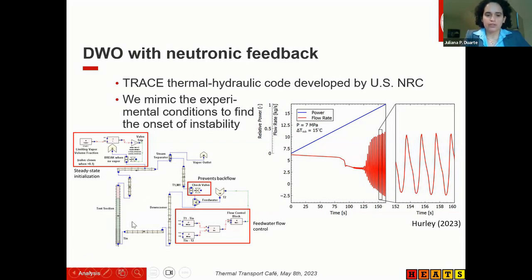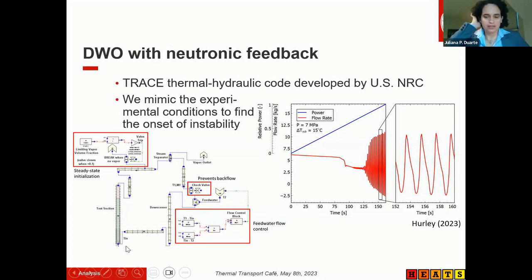So we have a lot of information about the test section. The loop itself has parts that are proprietary, so we simulated with our best guess. There are some parts of our simulation that were done only for the initialization. But basically, you have a natural circulation loop where you allow the vapor to leave in the steam separator, as is done in the facility. And then we bring back liquid water through a feed water controller to also keep the inlet temperature constant.